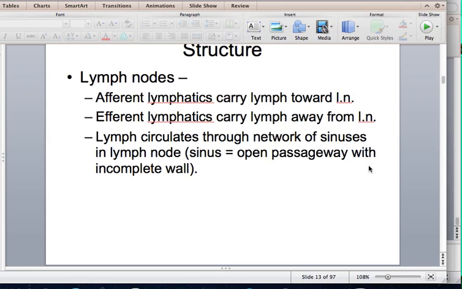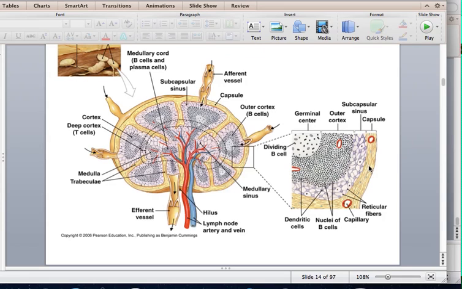The lymph will circulate through the node through a little network of sinuses within the lymph node, a sinus just being an open passageway with an incomplete wall. Okay, so this is just showing you how the lymph will come into the lymph node through the afferent vessel and then travel through all these little sinuses within here, these little passageways. And then, of course, there's the capsule, and here's the efferent lymphatic vessel carrying the lymph away. So it just comes in, circulates through here, and goes out.